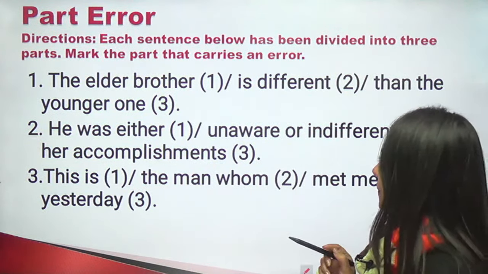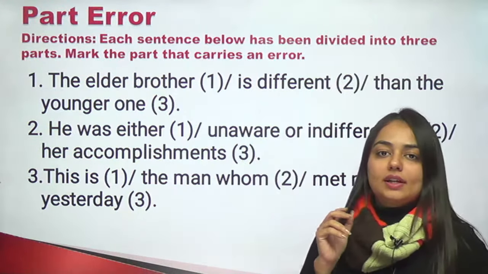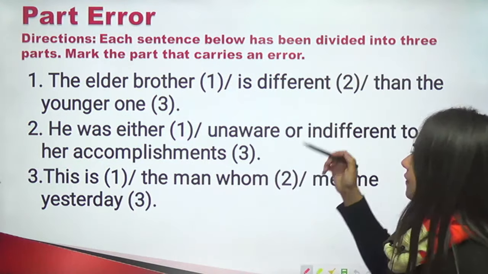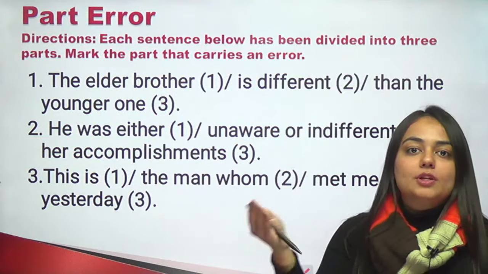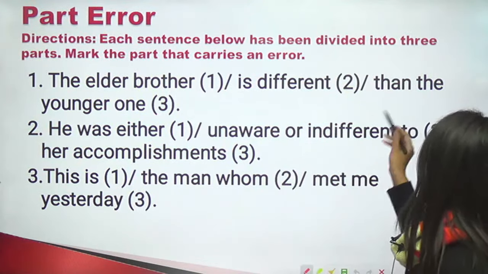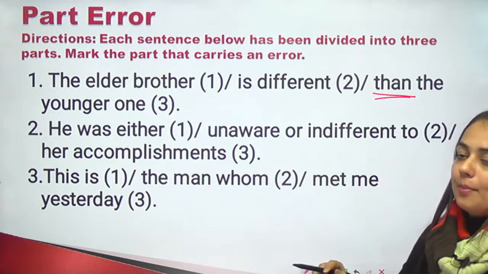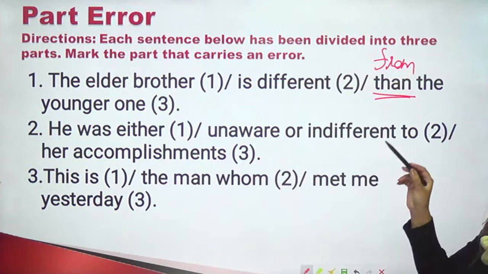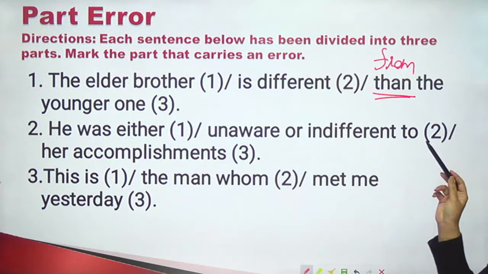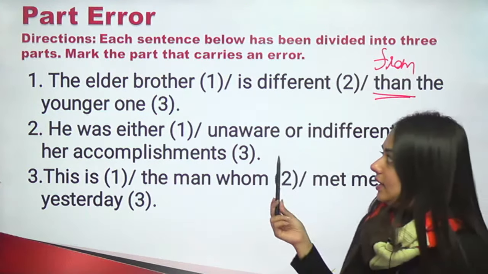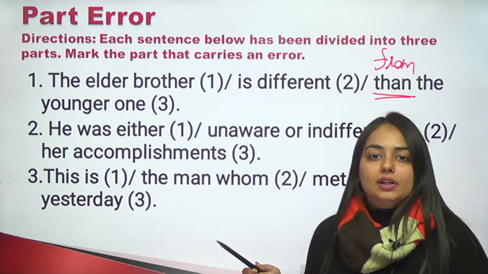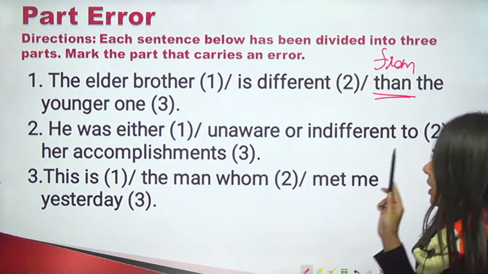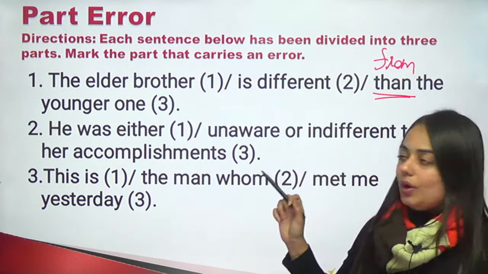Here the two brothers are not being compared as such. Simply, they are different, right? So no aspect of them is being compared. Using "than" is not appropriate here; rather, you'll use "from". The elder brother is different from the younger brother. Had the sentence been "the elder brother is more competent", then it would have been "than the younger one". But in this case, it should be "from the younger one".